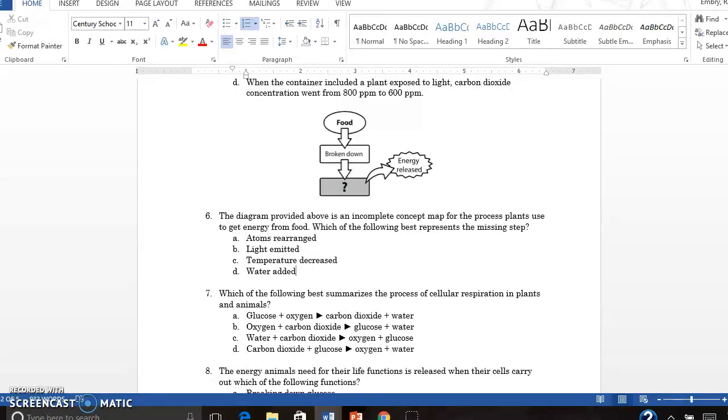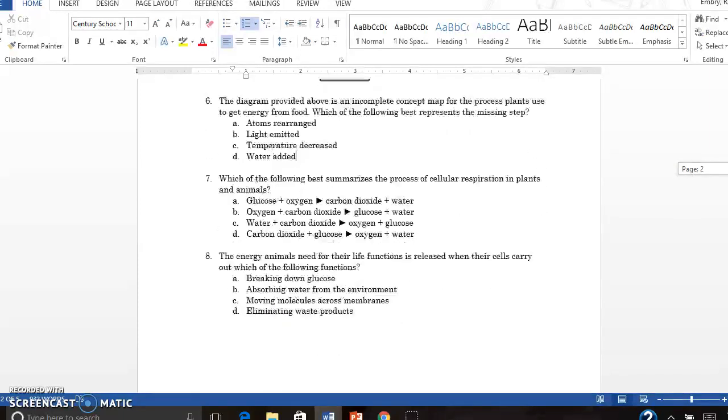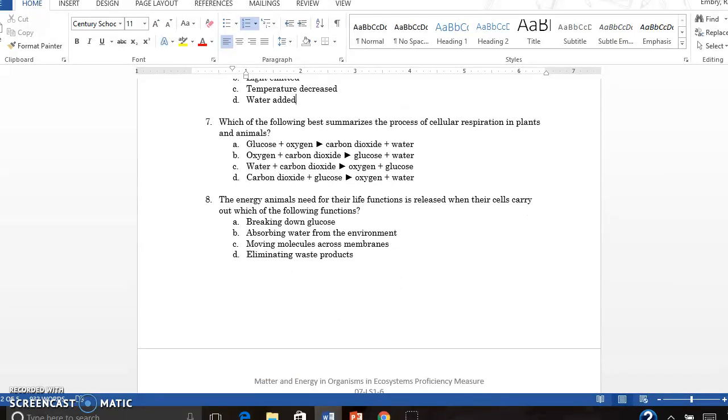Alright, number 7, which of the following best summarizes the process of cellular respiration in plants and animals? Okay, well, once again, it involves the breakdown of glucose by using oxygen. So A is looking really good here since it has glucose and oxygen as the inputs because they are on the left side of the arrow. And your waste products end up being carbon dioxide and water. Also, energy is produced, but energy is not matter, so that's why we do not list it here.